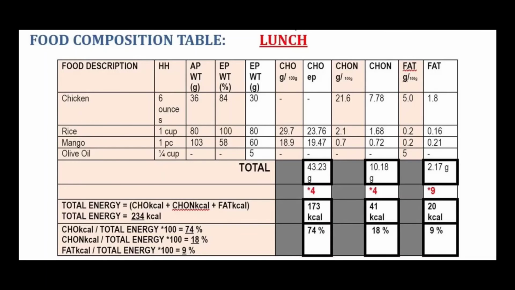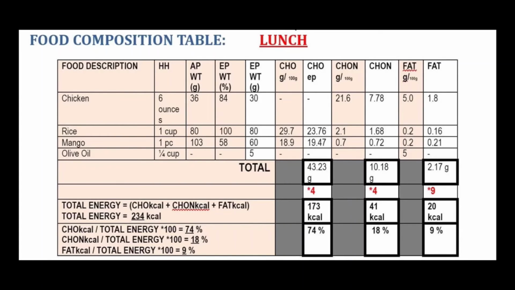For the chicken, it has 6 ounces. The AP weight is 36 grams. AP weight is 84%. AP weight for grams is 30. And there's no carbohydrate in chicken, and protein is 21.6. So protein is 7.78. Then the fat is 5.0. And total fat is 1.8.